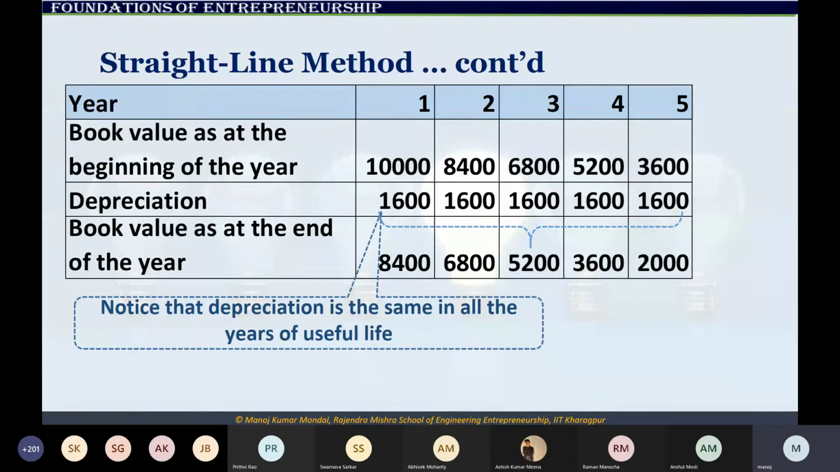So first year, the value is 10,000 rupees. You have already recovered 1,600. I said you are going to recover that cost in the form of depreciation. So 10,000 is the value. Then whatever way you have arrived at depreciation, that is different. You have arrived at 1,600 rupees as the annual depreciation. So purchase price minus depreciation that you have already recovered, whatever remains is 8,400. So 8,400 is the book value at the end of this period.